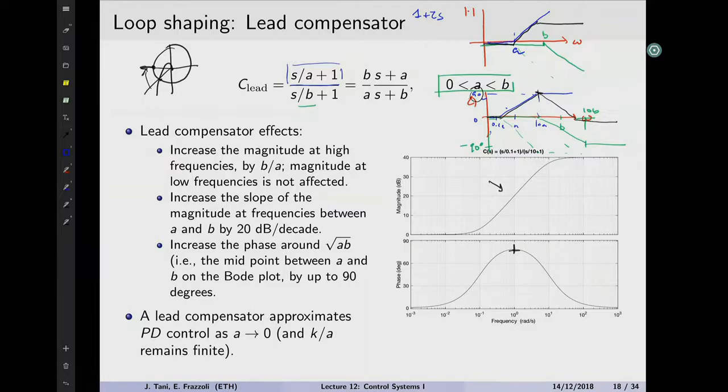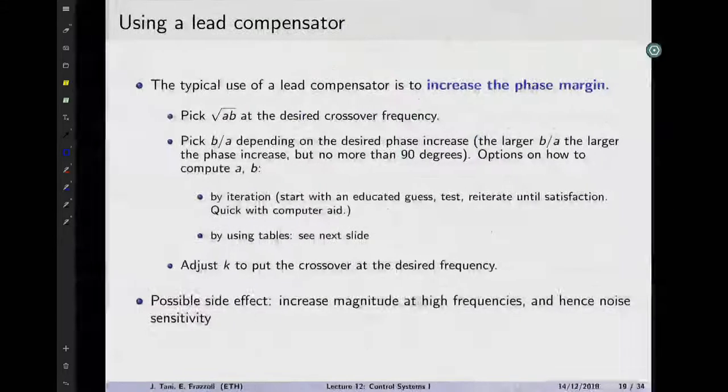Okay, so where does the maximum increase happen? The maximum increase happens at the midpoint between B and A. And the midpoint between B and A in the frequency domain, since we're writing this scale in a logarithmic way, is actually the root of A over B. So how do you design a lead network? Well, that's tricky, and we'll talk about it.